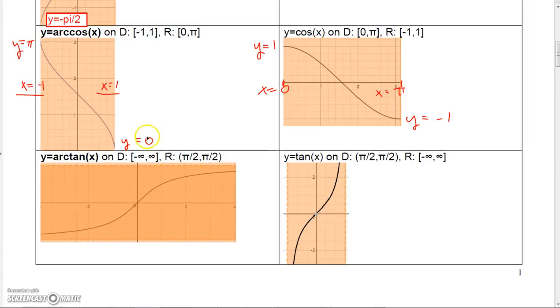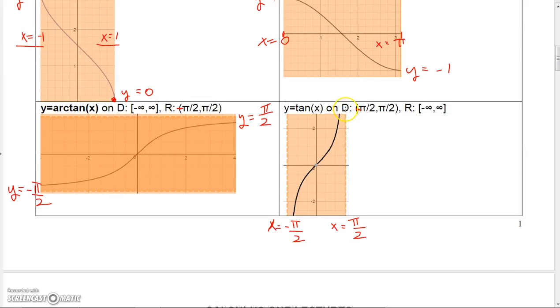And one thing I didn't mention a minute ago, this point over here is actually the point (pi, -1). Well, if the point (pi, -1) is on the graph of this function, then the point (-1, pi) is on the graph of its inverse, and that would be right there. And then this point here is the point (0, 1). And so if the point (0, 1) is on this graph, then the point (1, 0), which would be this point here, would actually be on the inverse. So that's the cosine function and its inverse.